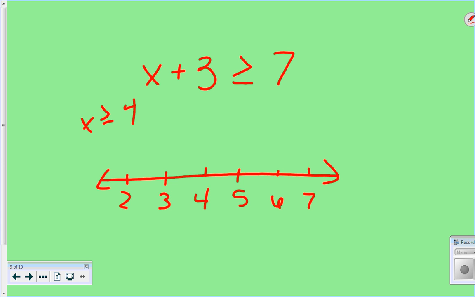So far, so good? Closed or open dot? Closed, because it includes 4. But if it's greater than 4, which way is my arrow going to go? Towards which numbers? Don't tell me this way or that way. Towards which numbers? 5, 6, 7. Yep. That's what yours should look like. Okay. Any questions so far?